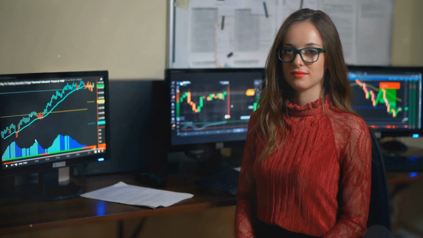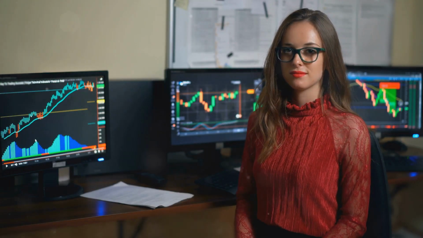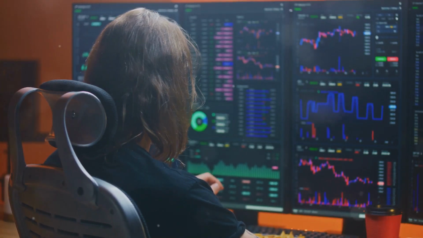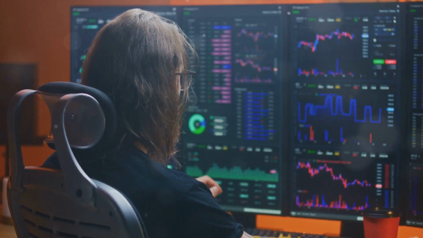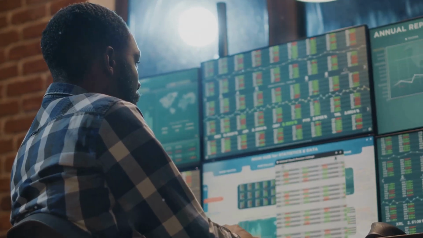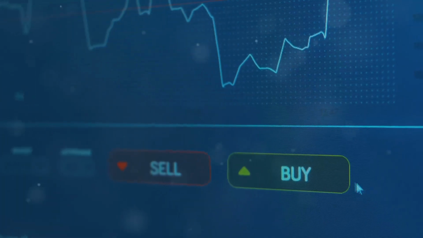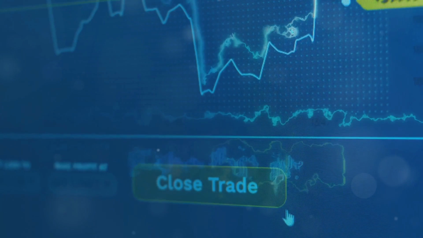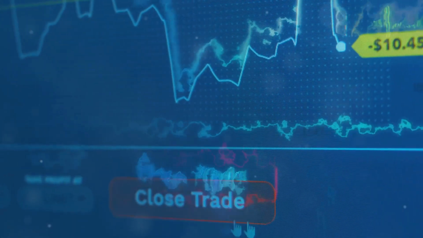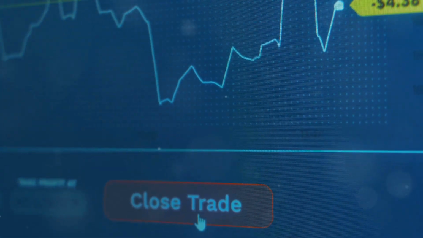Now let's talk about the most important aspect of Forex trading: risk management. Because let's face it, even the best traders in the world don't win every single trade. The key is to protect your capital so that you can live to trade another day. One essential tool for risk management is the stop-loss order, which automatically closes your trade if the price moves against you by a certain amount.